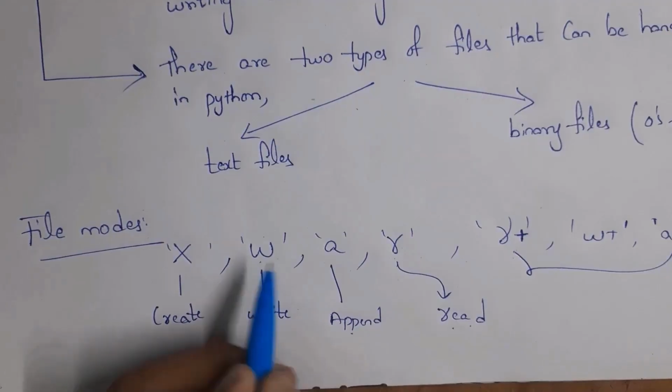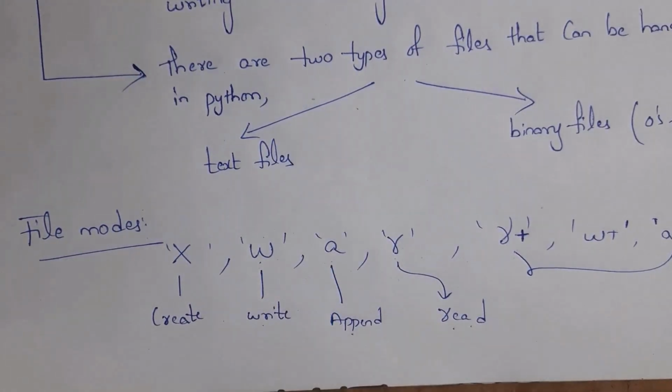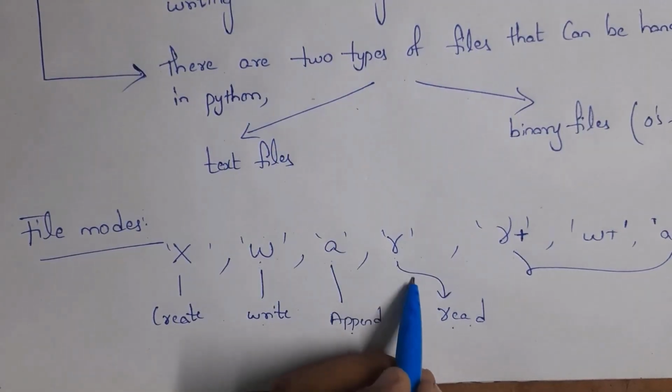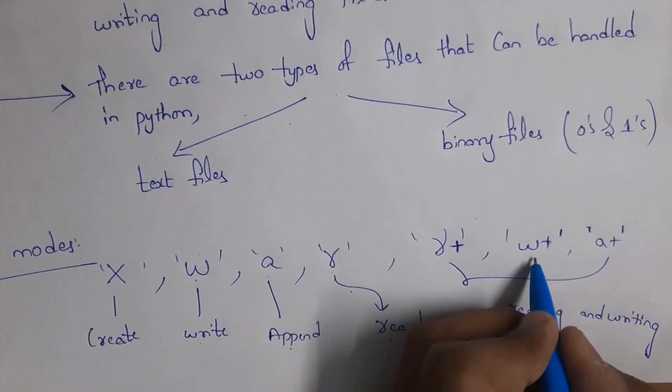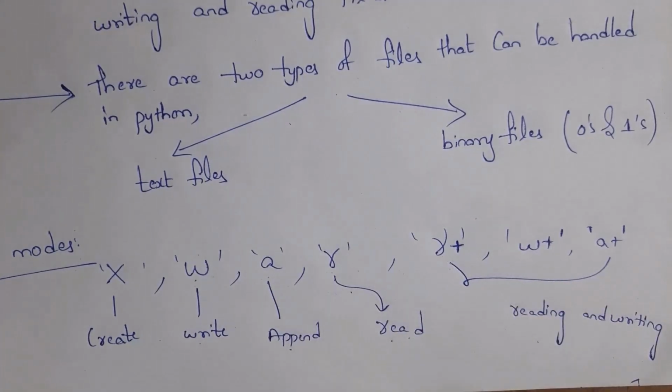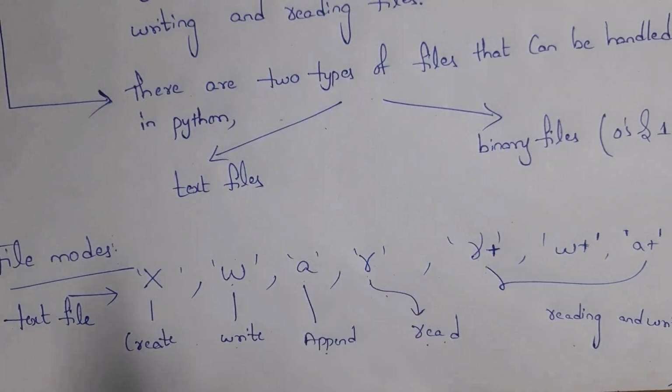By using write mode and append mode, we can only add text into our file, but we cannot read that file. Similarly, by using read mode, we can only read that file, but we cannot add any text into that file. By using r plus mode, w plus mode and a plus mode, we can perform both read and write operations. That is, we can read files and as well as add text into that file. All these modes are applicable only for text files.